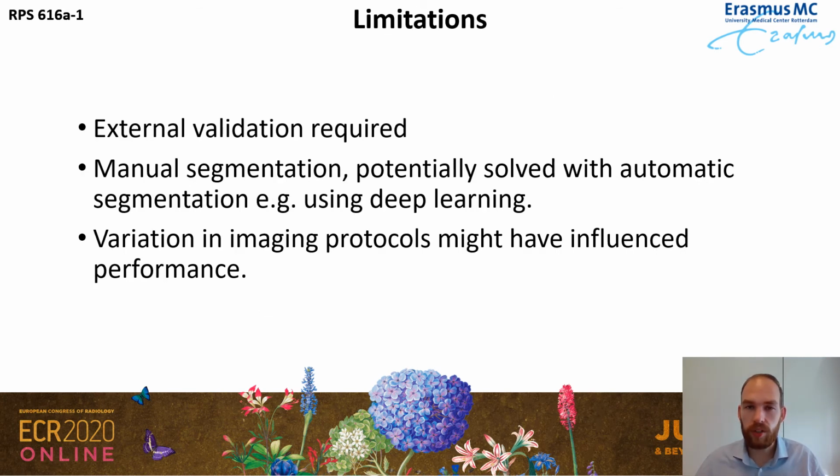Of course, there are also some limitations to this study. First of all, while we did use a multi-center dataset, external validation is required to validate our findings. Second, we currently rely on manual segmentations for this model, which is not feasible in clinical practice, but this might be solved with an automatic segmentation method, for example using deep learning. And lastly, this variation in imaging protocols might have influenced our performance. However, since we trained the model on different imaging protocols, we can also apply it on different imaging protocols.